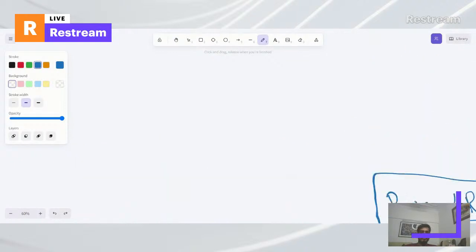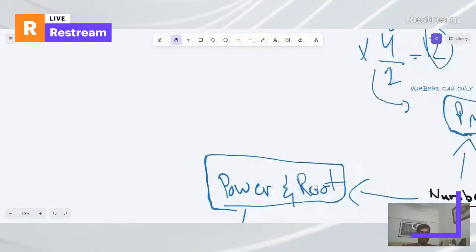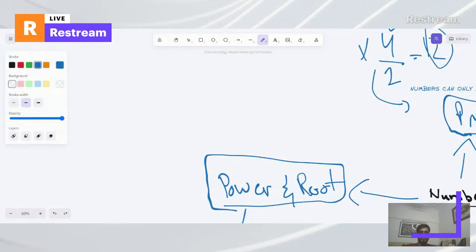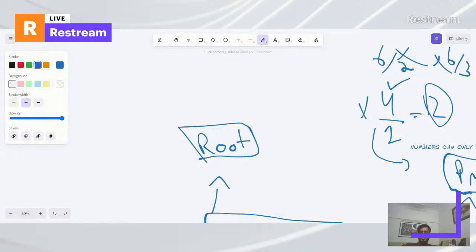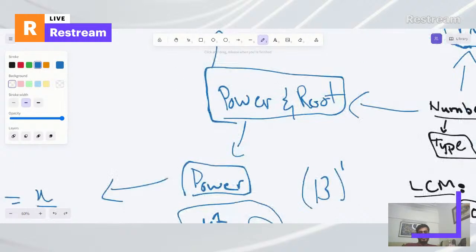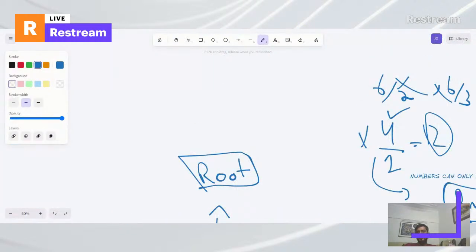Now let's come on to the other part of this, which is roots. So what's a root? Root basically indicates the opposite of it, right? I told you how to find out the roots the other day.